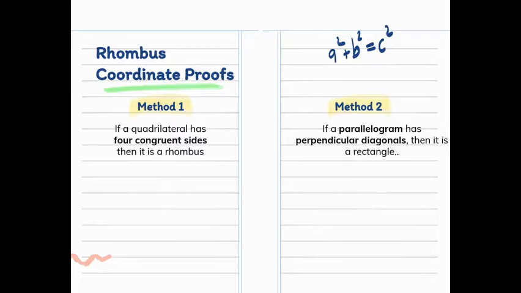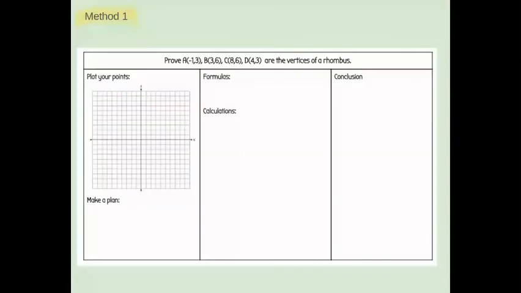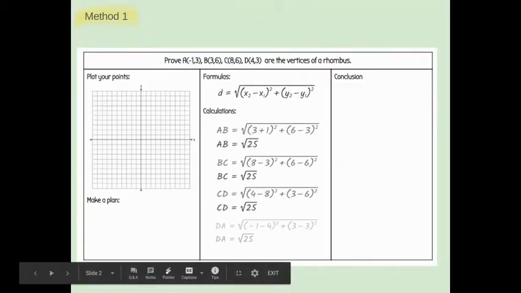We have others. We could prove that it's a parallelogram and that consecutive sides are congruent if we really wanted to, but these are my favorite two. Method one. I want to prove it has four congruent sides, so I've got the distance formula. I'm going to get the length of AB, BC, CD, DA.